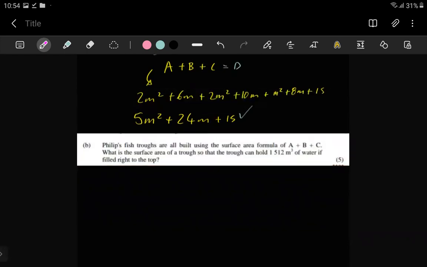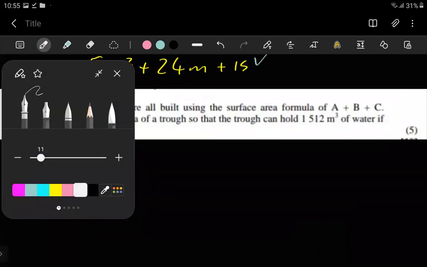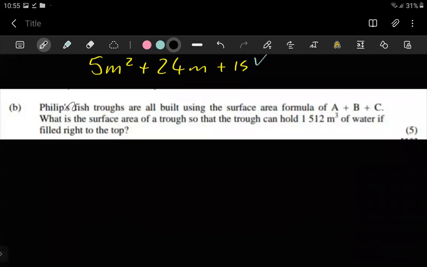So let's see, with this B question, right? It says the following. Phillips fish troughs are all built using the surface area formula A plus B plus C, right? Yeah. Then it says, what is the surface area of a trough so that the trough can hold 1,512 meters cubed of water if filled right to the top? So this is an interesting question.